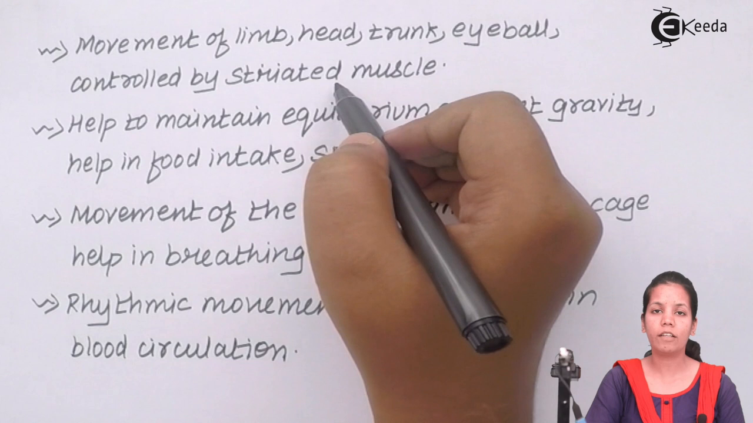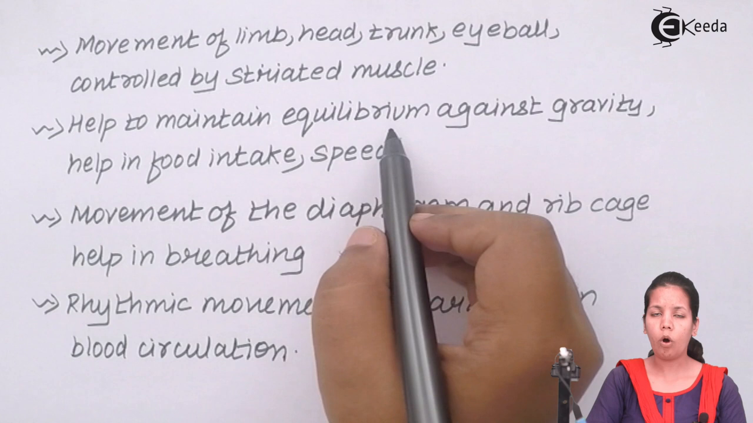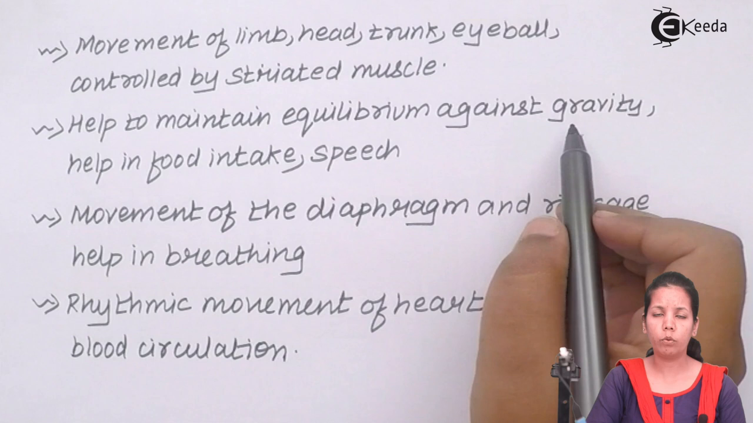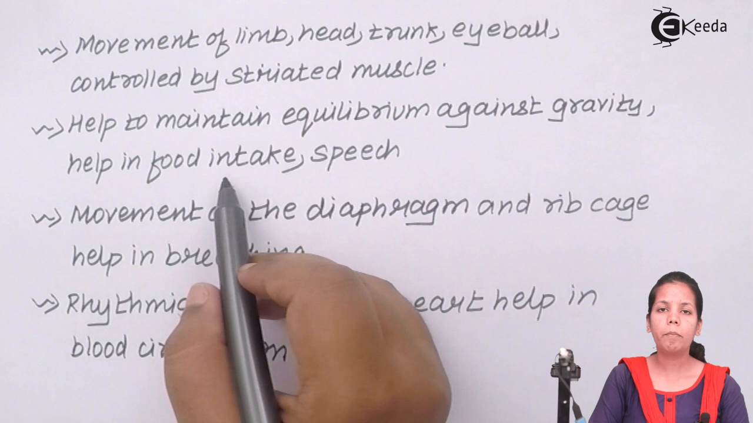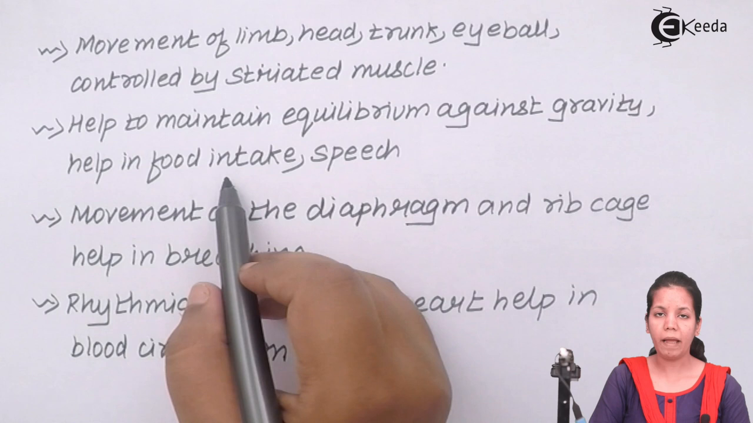Also, they help to maintain equilibrium or balance against gravity whenever you're doing any locomotion. They help in food intake. Whenever you're chewing your food, or making it into a bolus with the help of enzymes and saliva in your mouth, the peristaltic movements help to push food further down your food pipe and make it pass through your stomach where digestion can further take place.